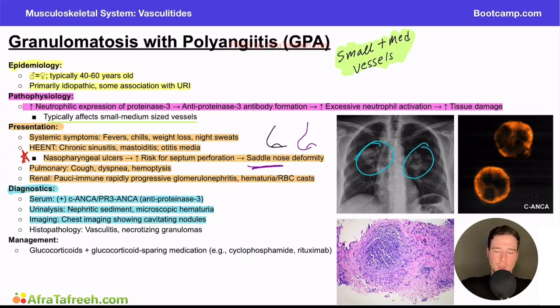Now, when we think about the histopathology here, this is typically going to show vasculitis, right? This is a vasculitis or inflammation of the blood vessels with a necrotizing granuloma. So you can see that granuloma right here, and you can see all the dead areas around it, right? This is a necrotizing granuloma, so that would make sense to us.